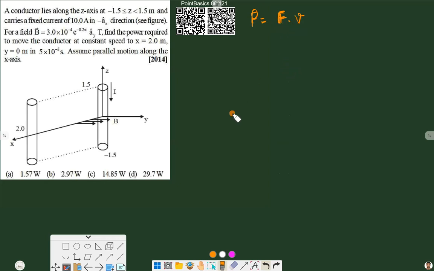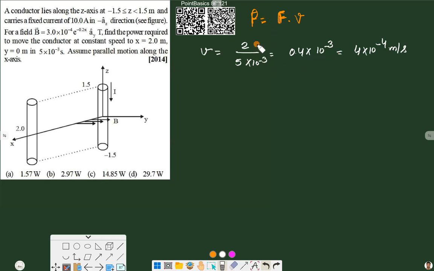Now let's focus on these two variables, force and velocity. First, go with velocity. As mentioned in the question, the velocity is constant. We know the distance which needs to be traveled in the x direction, and we know the time given. So velocity will be distance by time, that is 2 divided by 5 into 10 raised to power minus 3, that will be 0.4 into 10 raised to power minus 3, or 4 into 10 raised to power minus 4 meter per second. So this is the value of the velocity required.